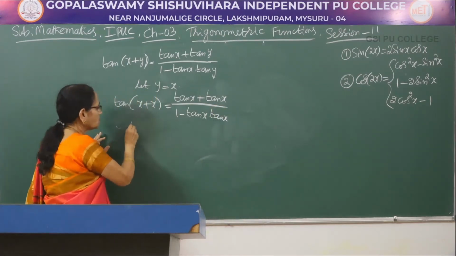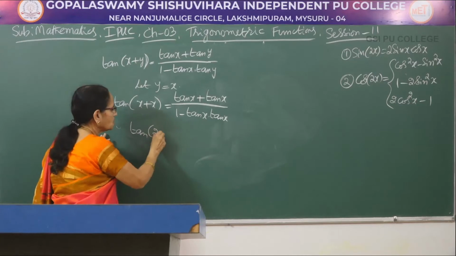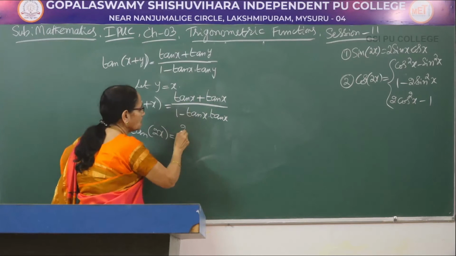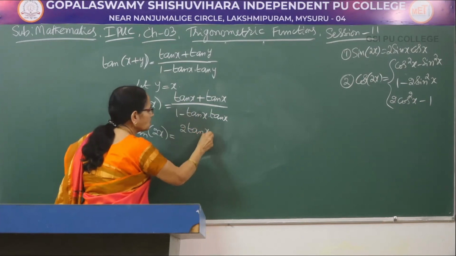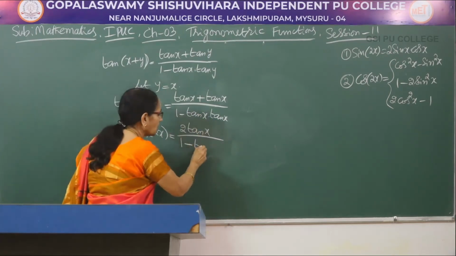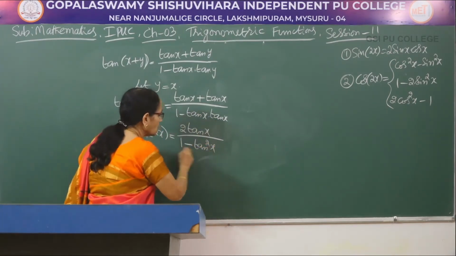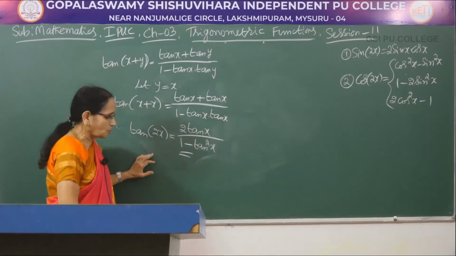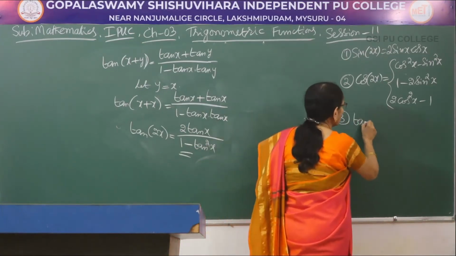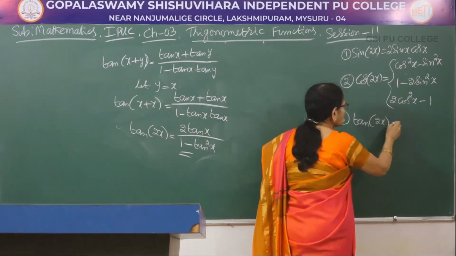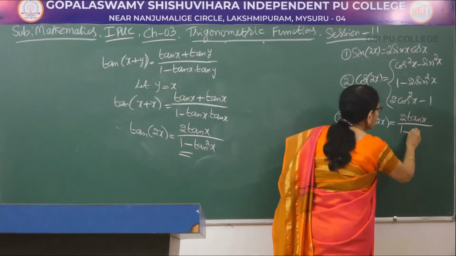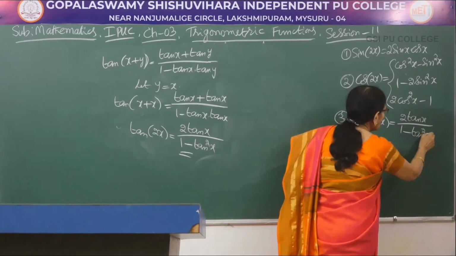Now, the left hand side, you can see that it is tan of 2x. Right hand side, one tan x plus another tan x, so it is 2 times tan x. Denominator, 1 minus tan x into tan x, which is tan square x. So, this is the formula. For tan of 2x, it is 2 tan x divided by 1 minus tan square x.